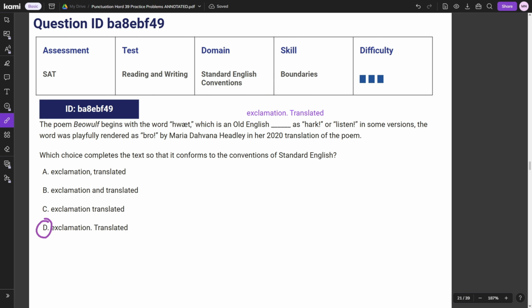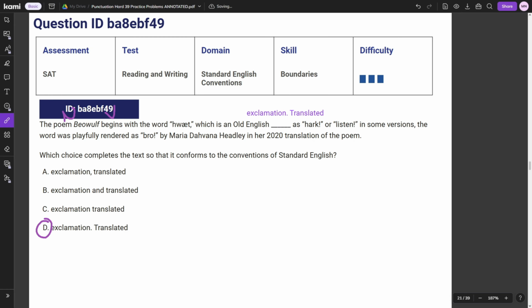Alright, I went ahead and plugged in answer choice D. Our punctuation here is a period which connects two complete sentences. So we need to make sure that everything before the period is a complete sentence, which means it has a noun and a verb. And everything after the period is also a complete sentence, which means it has a noun and a verb. So let's start looking for those nouns and verbs. So here we have this poem, that's going to be our noun. And begins is going to be our verb.